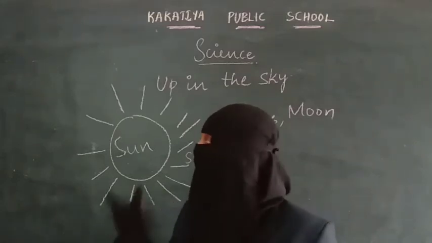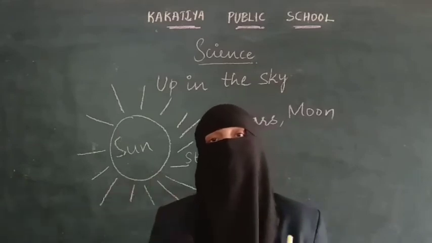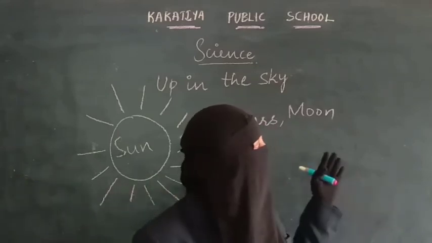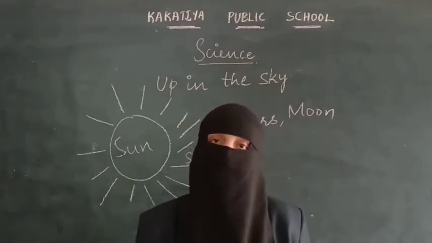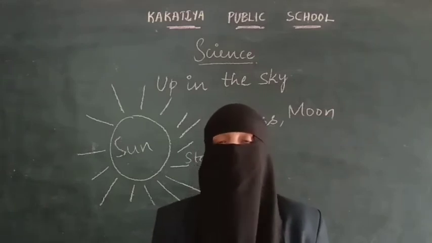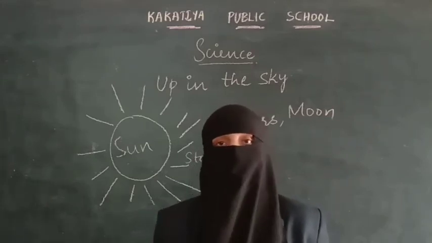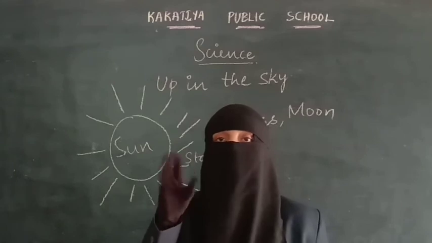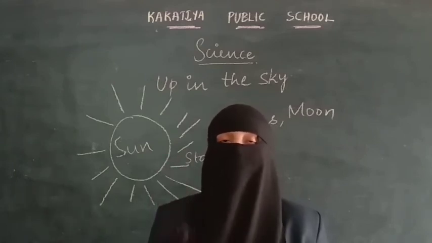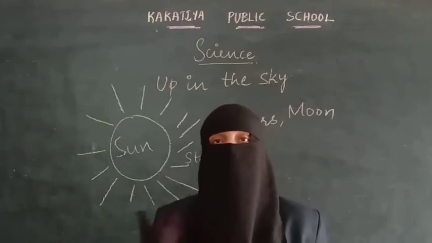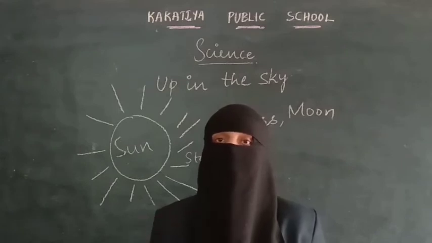That is because sunlight is brighter than other stars. Other stars are also present in the sky. Stars have their own light and heat. Stars blink because of their light. And how are they getting light? Because of the heat they have.